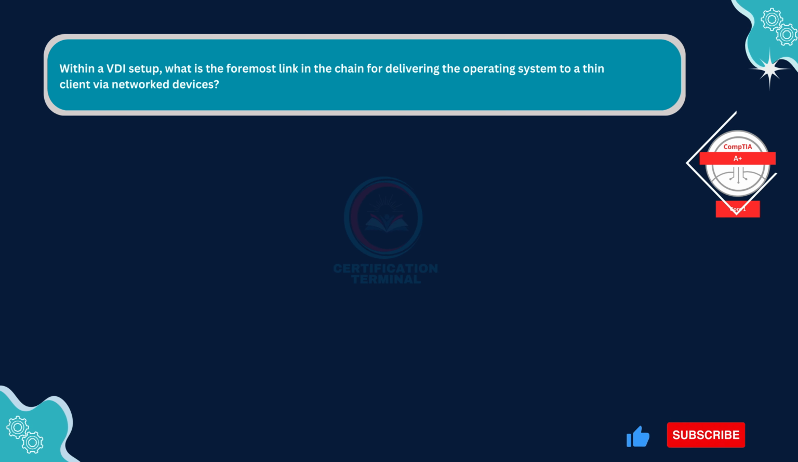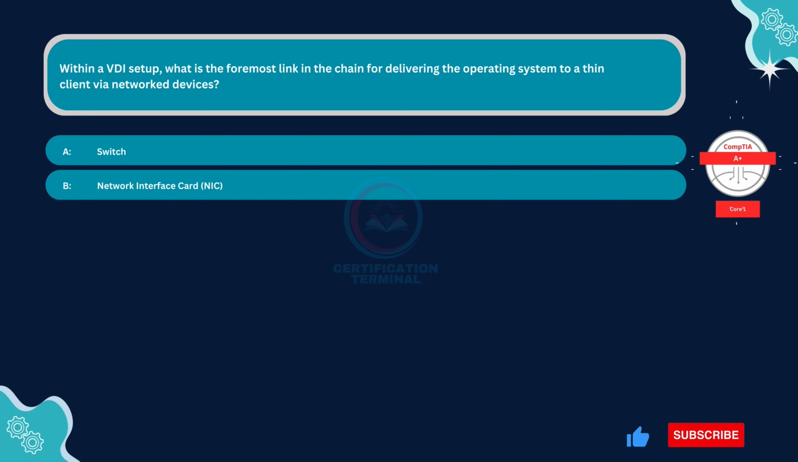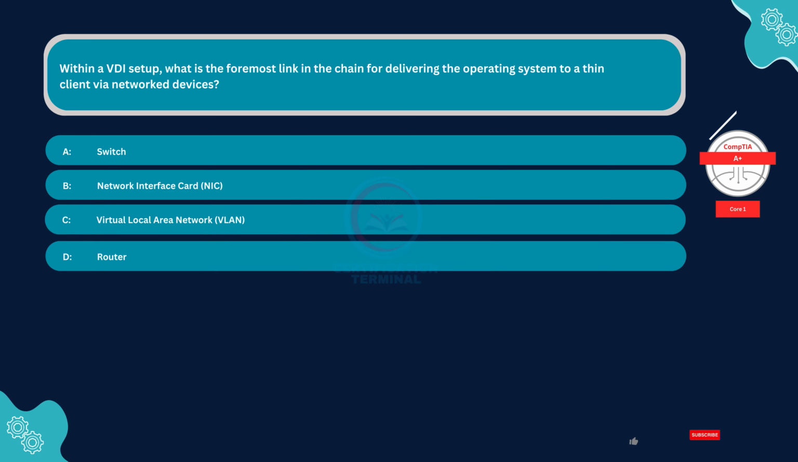Next question. Within a VDI setup, what is the foremost link in the chain for delivering the operating system to a thin client via network devices? Option A. Switch. Option B. Network interface card. Option C. Virtual local area network. Option D. Router. The correct answer is Option B.